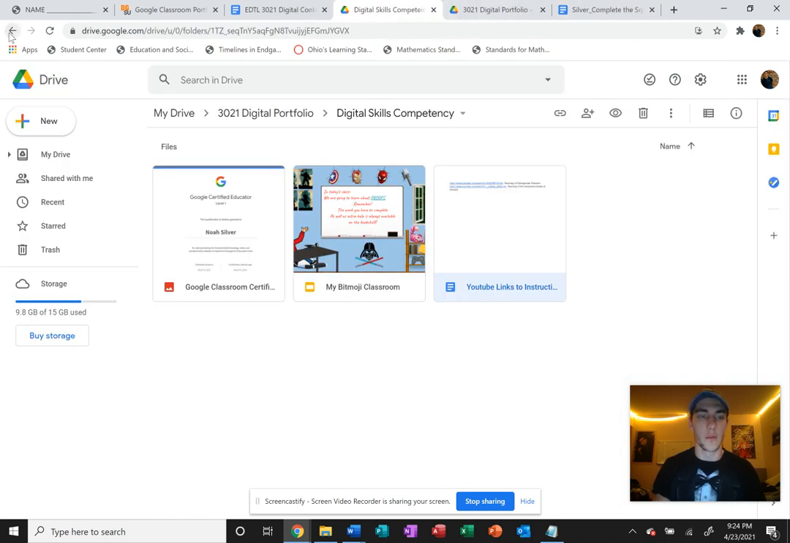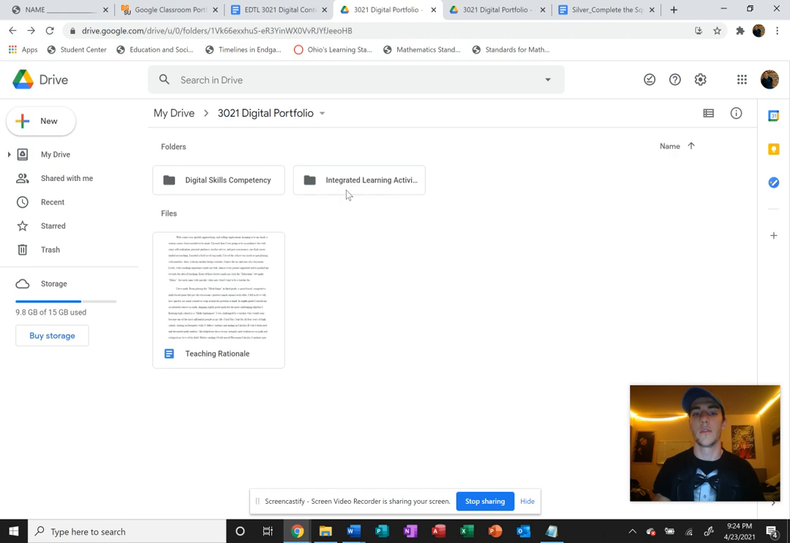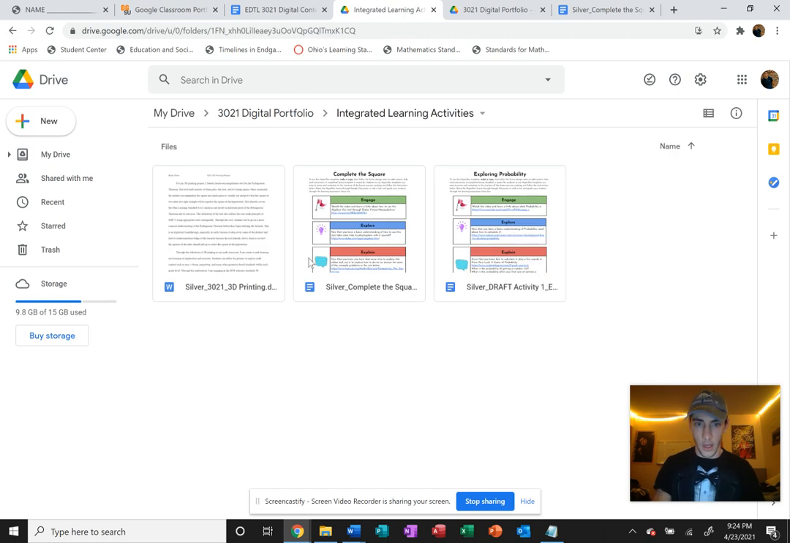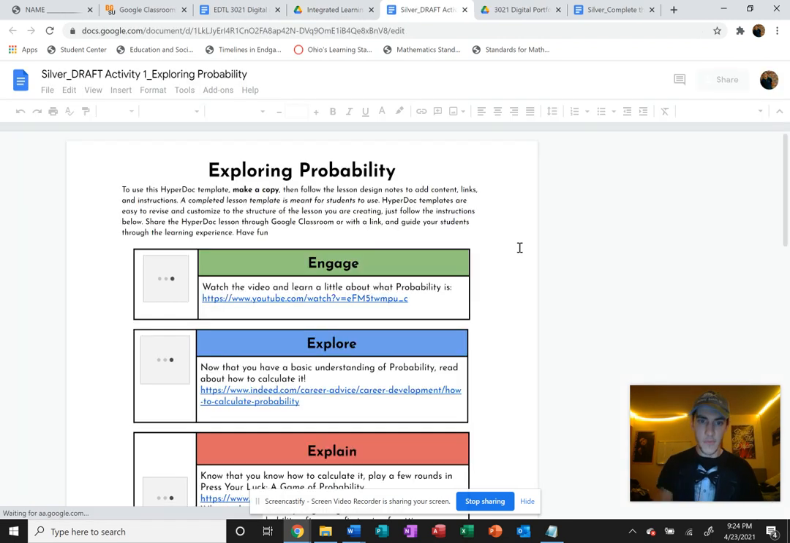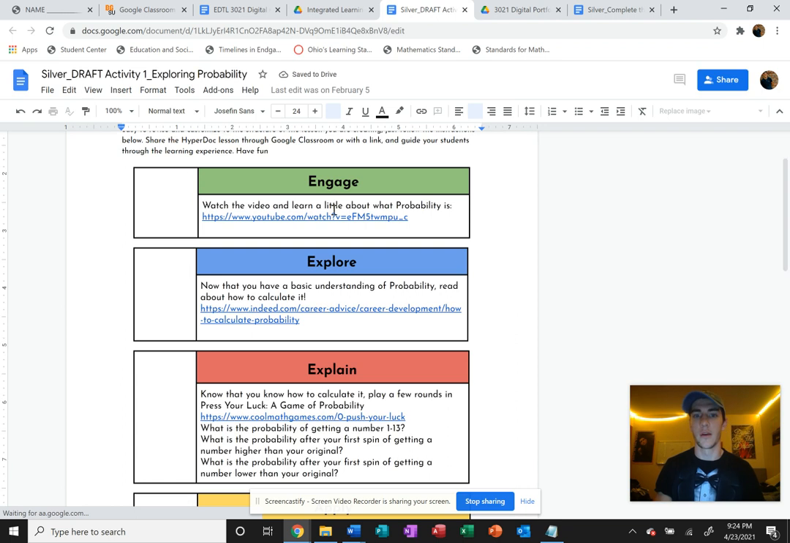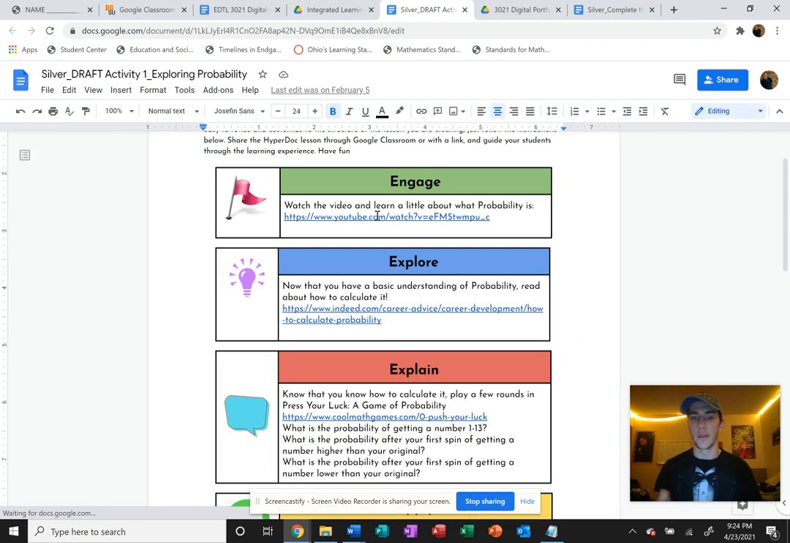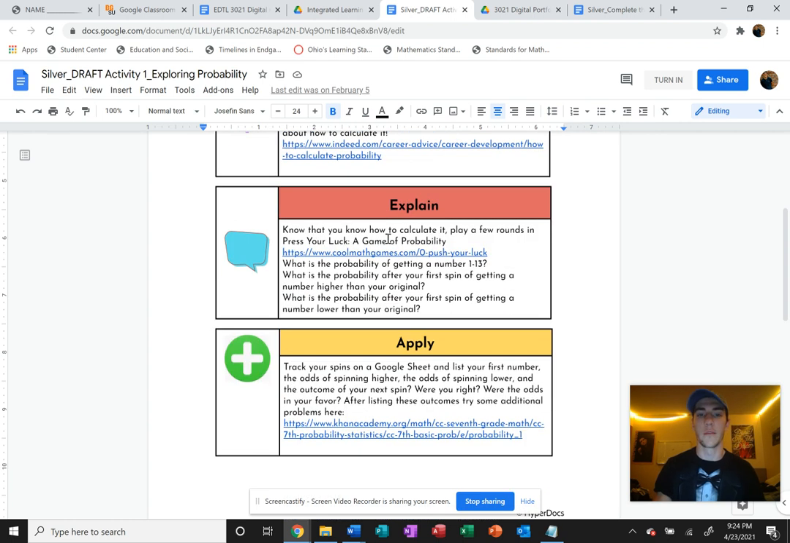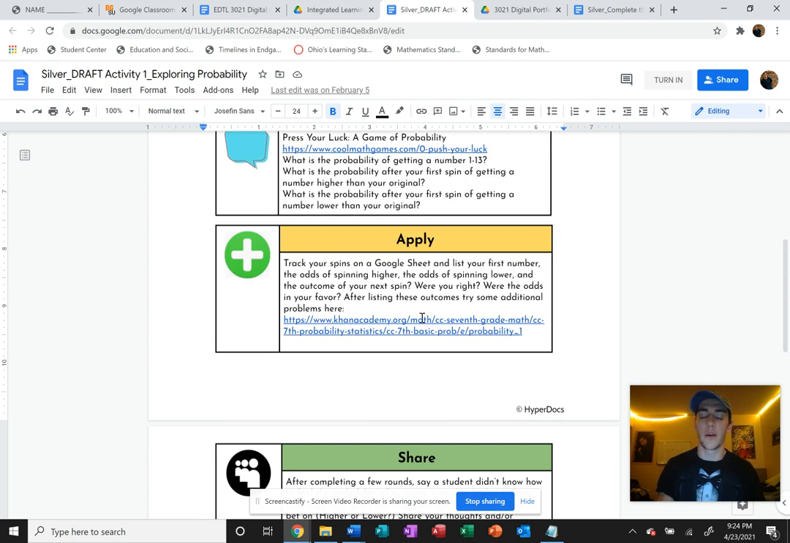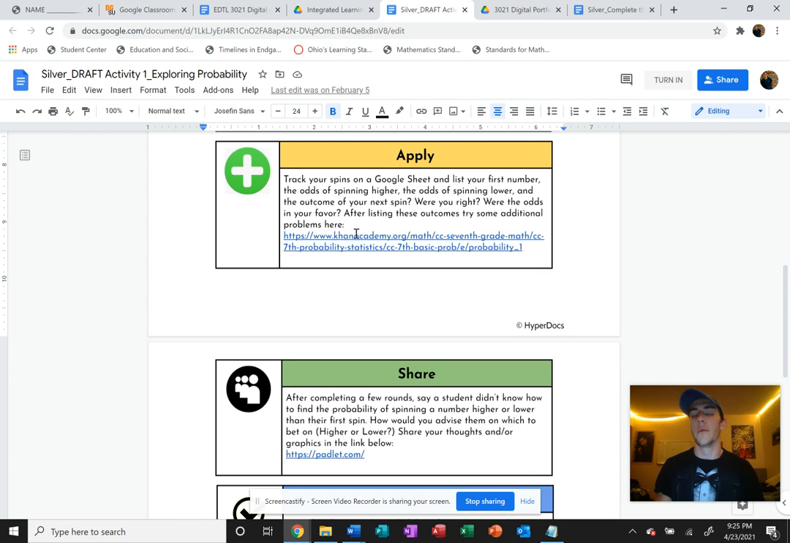So from here, we can click back, head to the integrated learning activities. So the first one, dealing with content specific, we can explore probability. Through here, they watch a video about probability, what it is. They engage in it by reading and being able to calculate some. From there, they're actually going to engage in a game, embracing what probability is. And from there, they're going to keep track of some of the outcomes that they have through that.